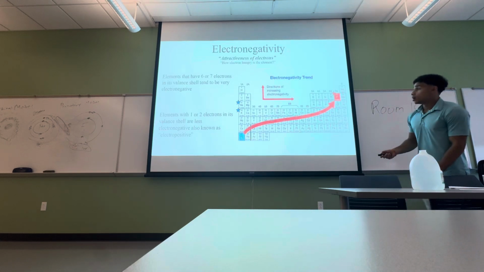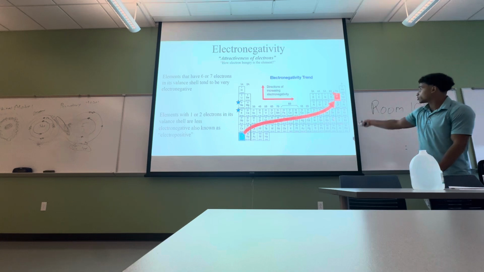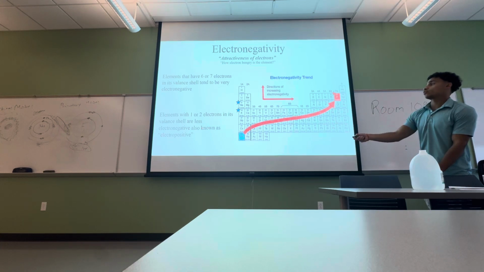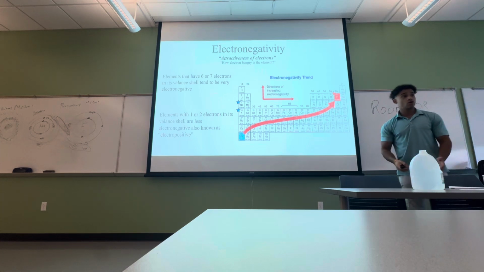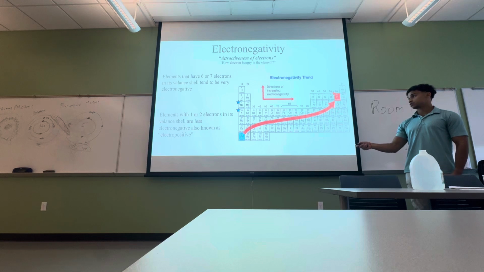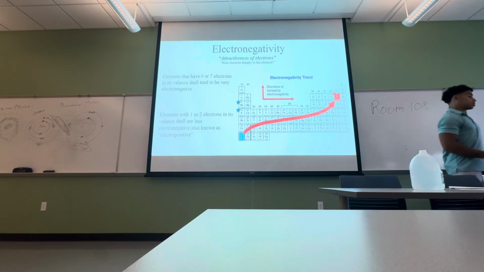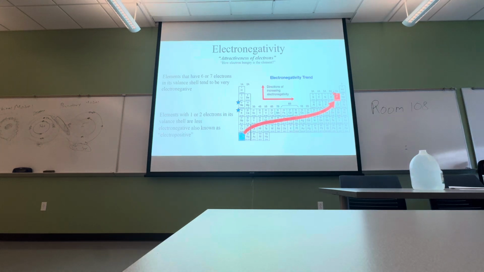Okay. And so here's some definitions, like elements that have 6 or 7 electrons in the valence shell tend to be very electronegative. That's here and that's here. And then elements with 1 or 2, which are here and here, in their valence shell are less electronegative, or they are called electropositive. But typically you'll want to use this nomenclature, less electronegative. Okay. And these are the definitions that you'll certainly see on an exam. One of these definitions.